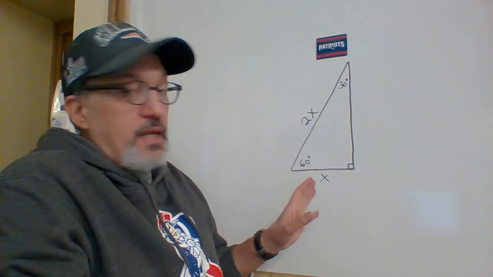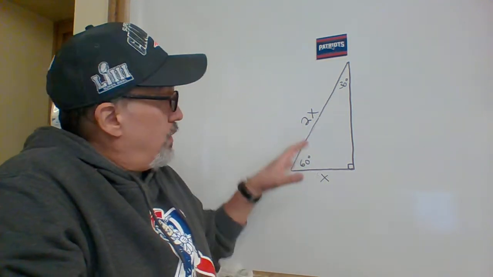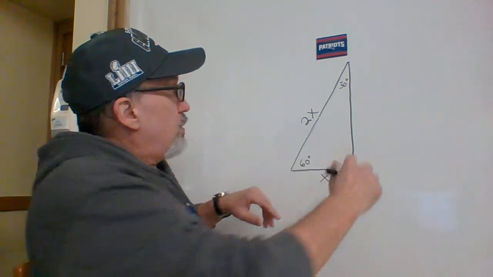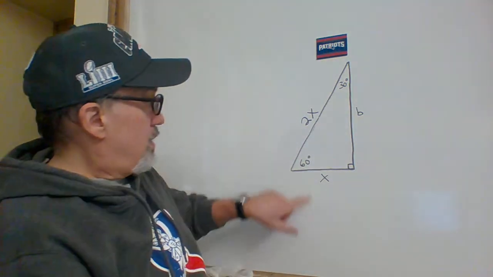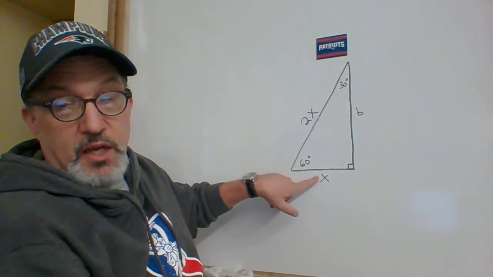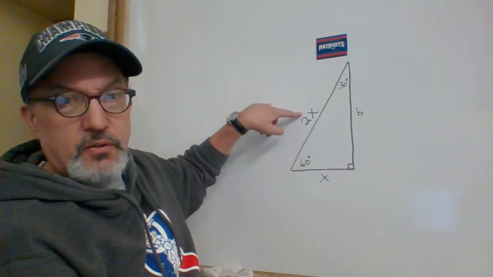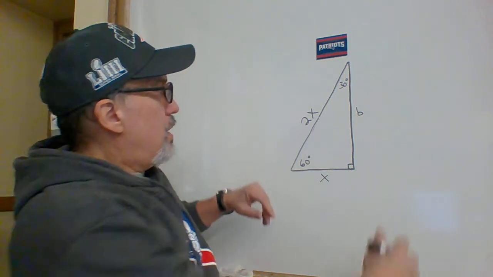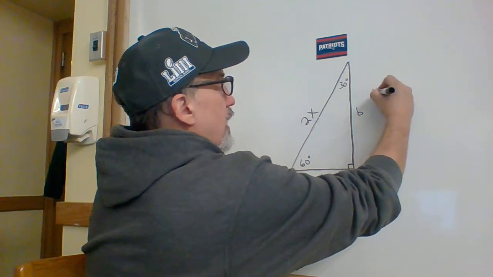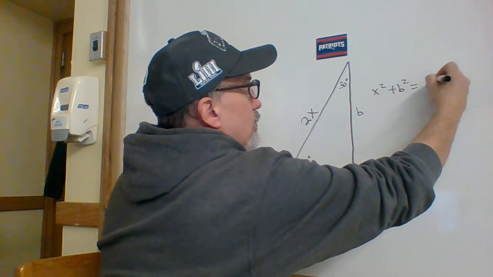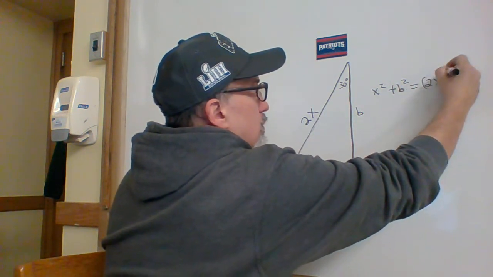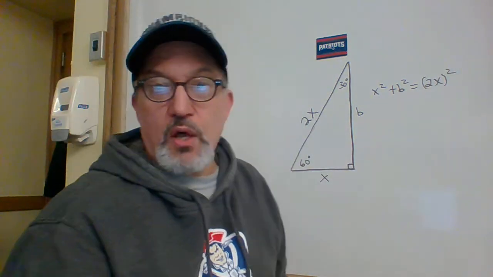But it's a relatively easy matter, if you accept this, to figure out the value of this leg over here. Let's call it B, with the x here being the other leg A, and the 2x, the hypotenuse, is the C. So we would get this: x squared plus B squared equals 2x squared. And we'll solve for B.